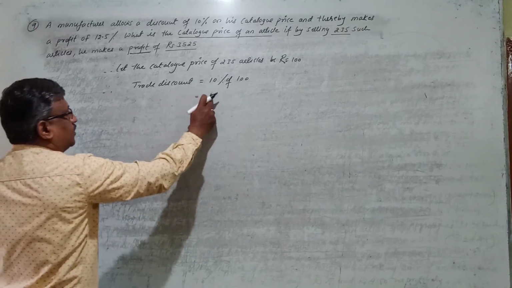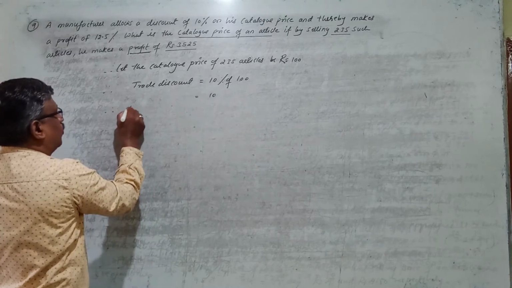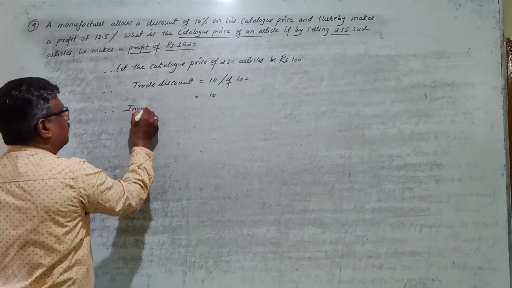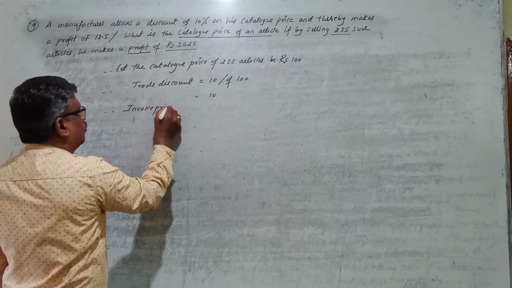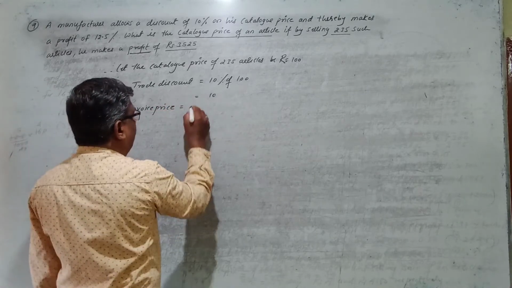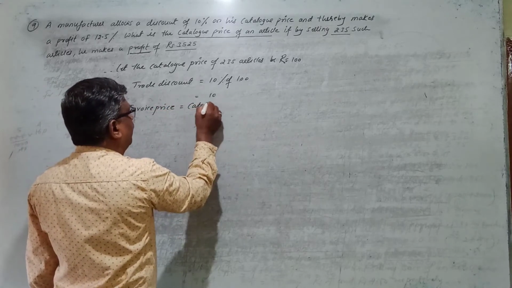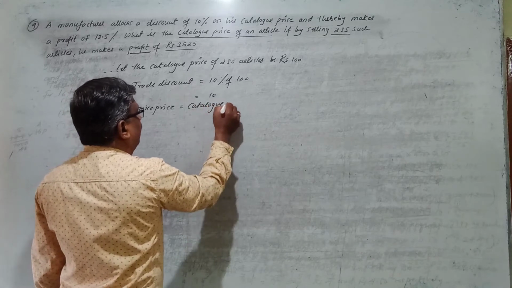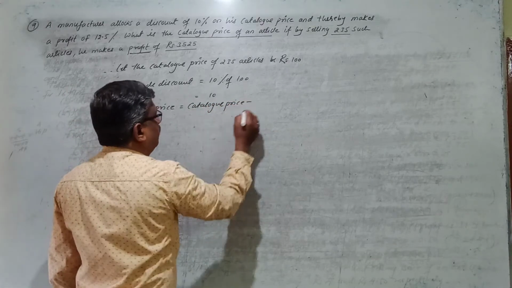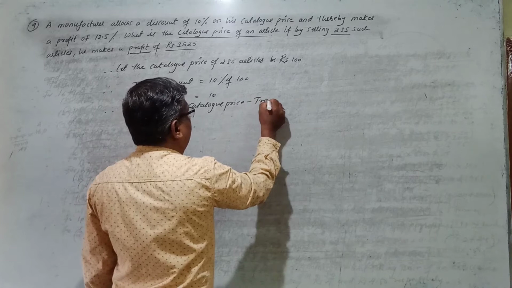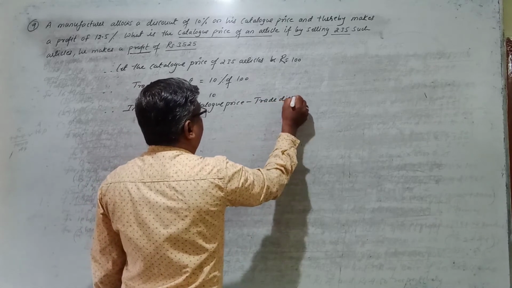So if the trade discount is 10 rupees, calculate what should be the invoice price. So invoice price is equal to catalog price minus what? Trade discount.